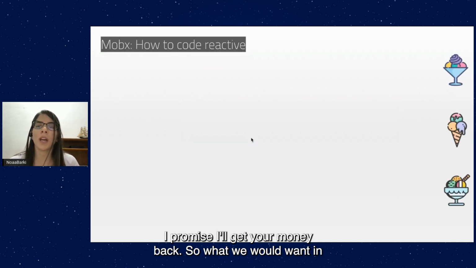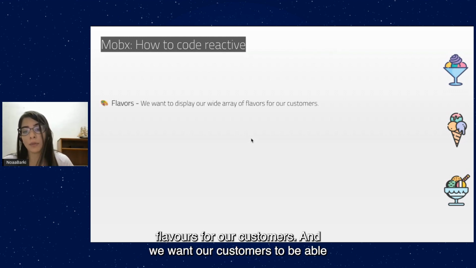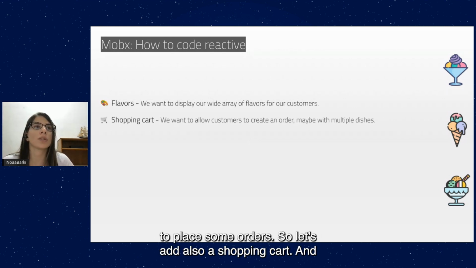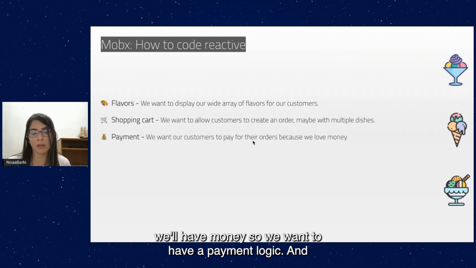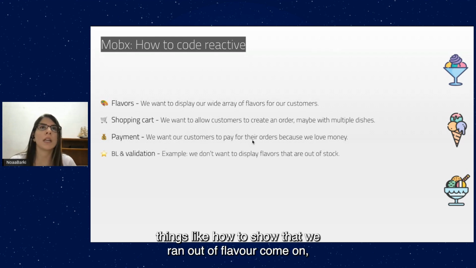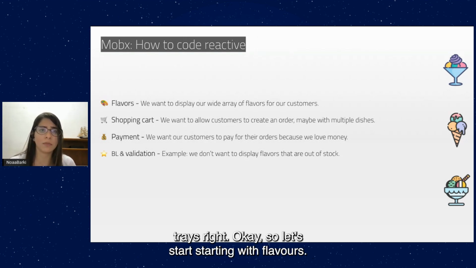So what we would want in our ice cream shop, we'll probably want to display our flavors for our customers. And we want our customers to be able to place some orders. So let's add also a shopping cart. And we love money, so we want to have a payment logic. And finally, let's add what I like to call BL and validation for things like how to show that we ran out of flavor. Come on, nobody really likes to go into an ice cream shop and see empty trays, right? Okay, so let's start.